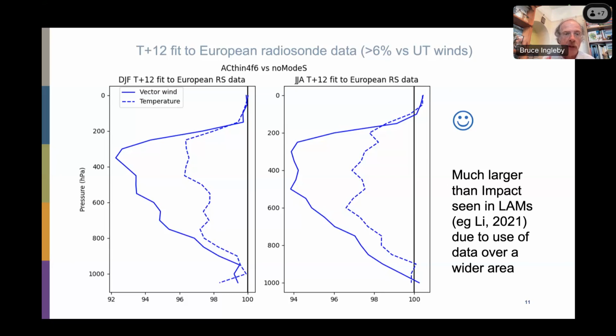And these are big changes in the upper troposphere, and it's much larger than seen in limited area models, because we've got wider data coverage.